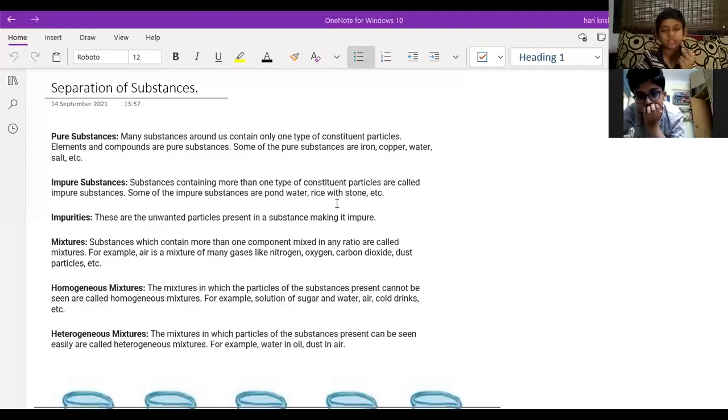Sir, separation of substances, right? Yes, sir. Heterogeneous and homogeneous, sir. And I think I have given the homework also for you. Find out the examples for the homogeneous mixture and heterogeneous mixture.